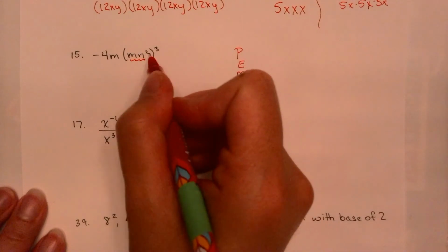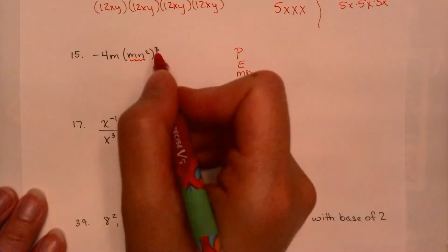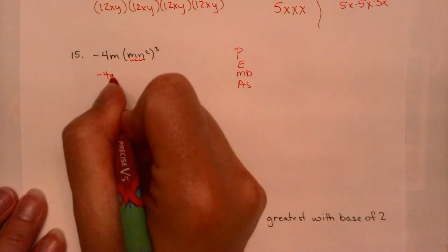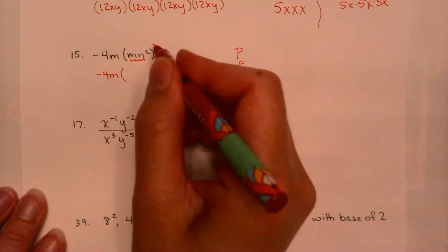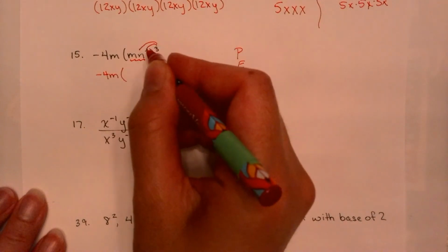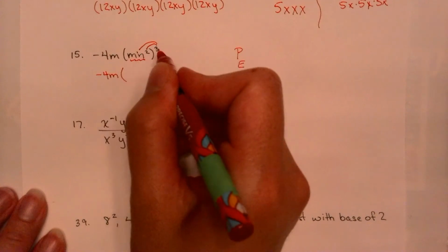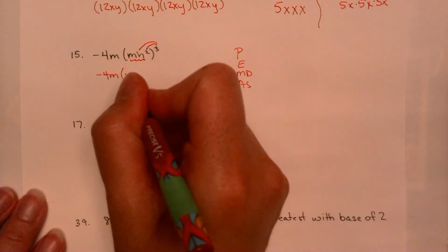But here I have a power to power. So I'm using 2 of my rules here. I'm going to keep that negative 4m. I don't want to lose it. And I'm going to distribute this power to everything inside. Now that's m to the 1st. So a power to power we multiply, and that becomes m to the 3rd.